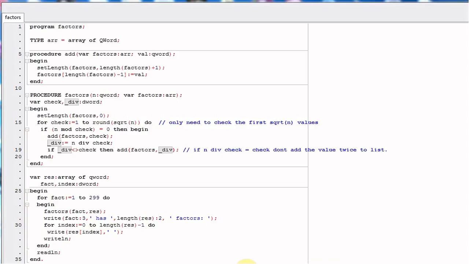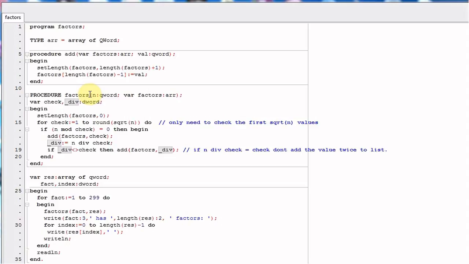This video is about an algorithm to determine the number of factors any given number has. It's a pretty straightforward algorithm. I was only able to come up with one optimization, but it's a pretty good one. So let's get started.